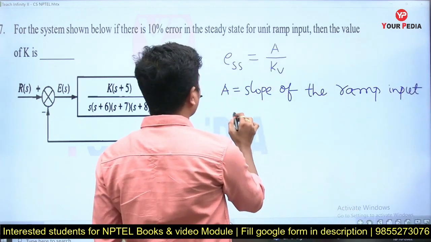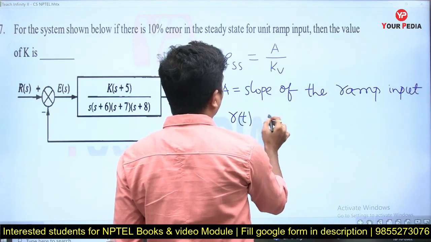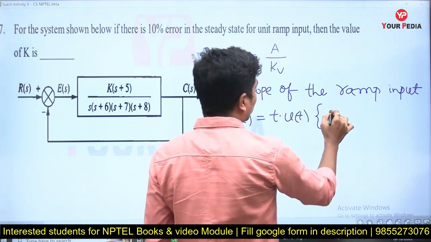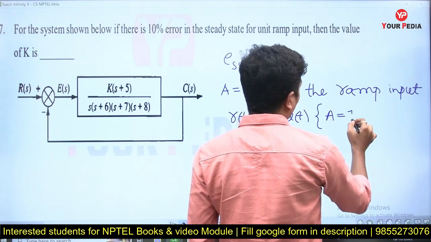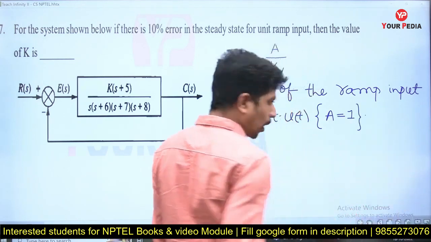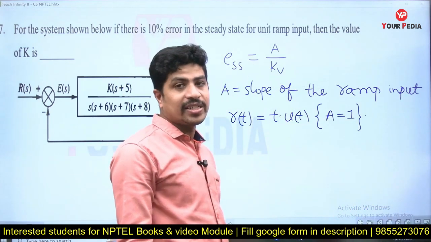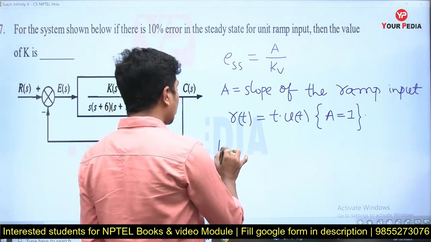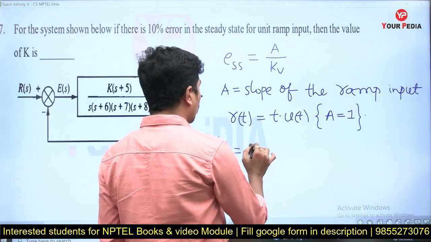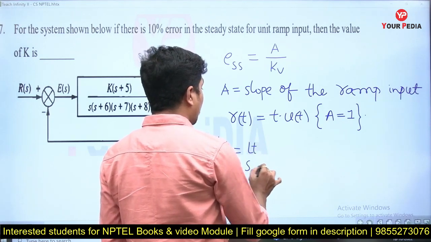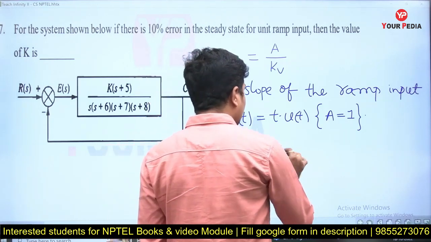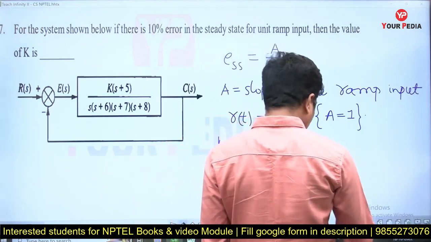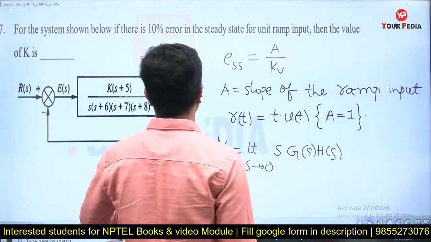What is the input given by him? R of t is equal to unit ramp, t into u of t. Then the value of A is equal to 1. What is kV? Velocity error constant, or ramp error coefficient. kV is equal to limit s tends to 0 of s into g of s into h of s.